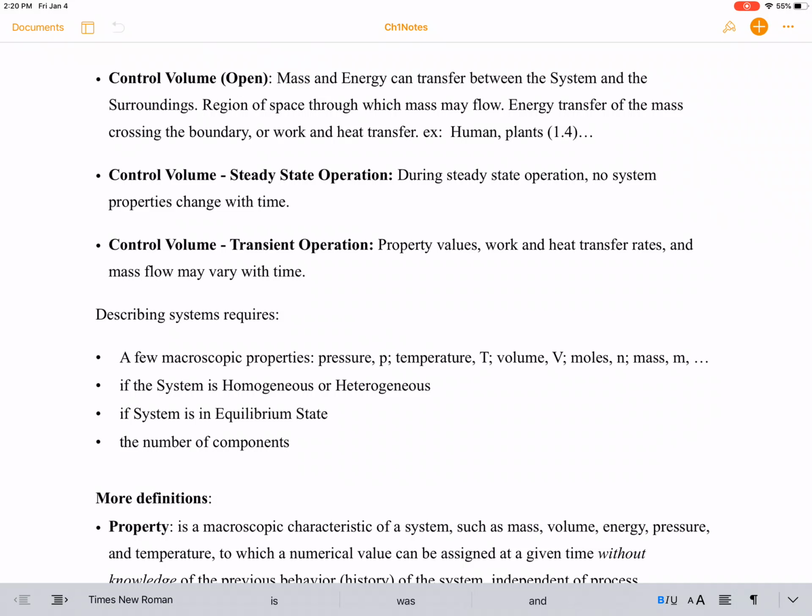So thinking about a cup of coffee with cream in it, or some kind of fancy coffee, that is still a uniform one-phase system. It's all liquid, it's all mixed up. That is a homogeneous system. Heterogeneous system, you would have two different states. So you may have liquid and solid. For instance, a glass of ice water would be a heterogeneous state.